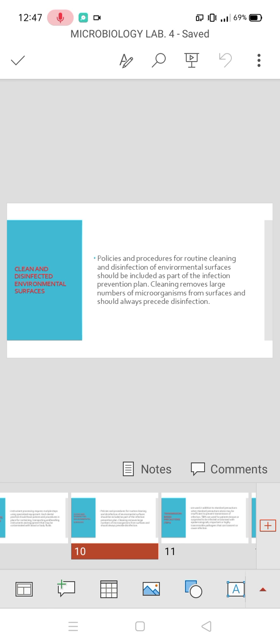Clean and disinfected environmental surfaces. Policies and procedures for routine cleaning and disinfection of environmental surfaces shall be included as part of the infection prevention plan. Cleaning removes large numbers of microorganisms from surfaces and should always precede disinfection.